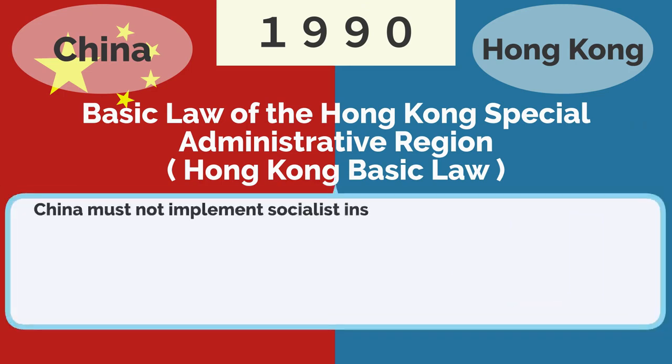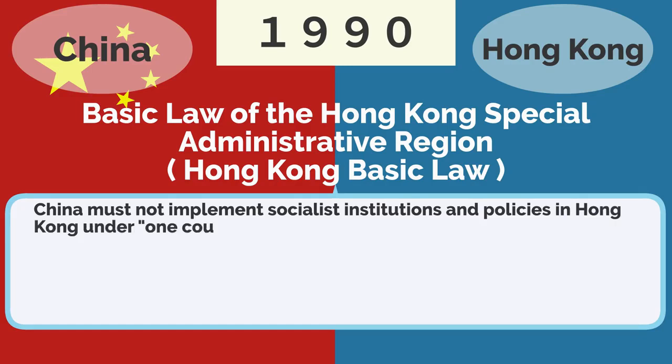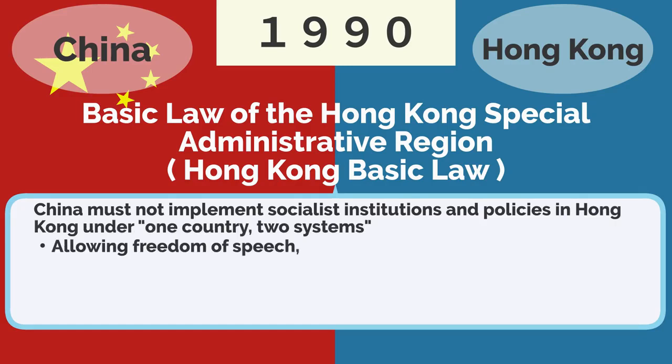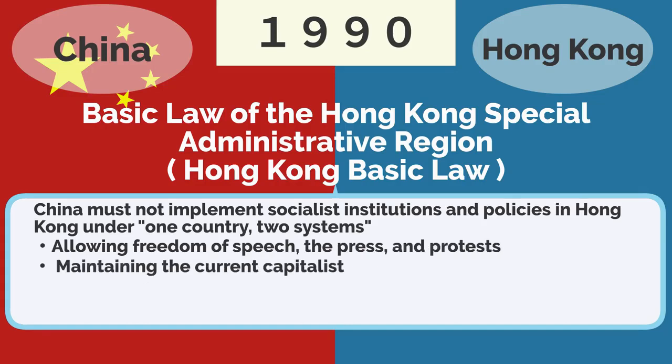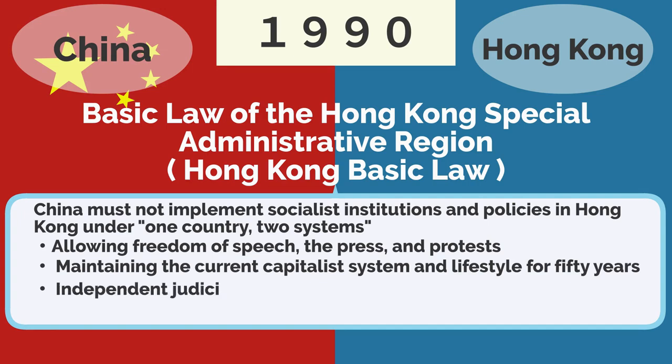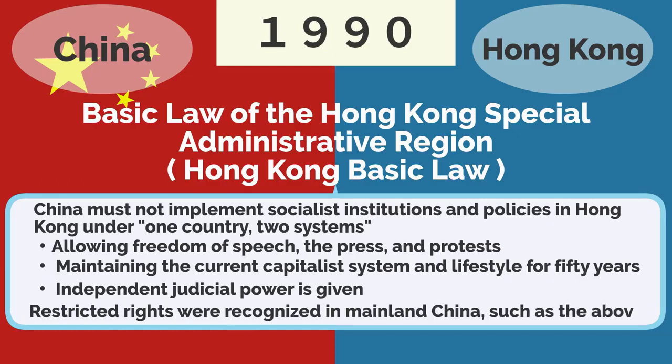China must not implement socialist institutions and policies in Hong Kong under one country, two systems. Allowing freedom of speech, the press, and protests. Maintaining the current capitalist system and lifestyle for 50 years. Independent jurisdiction is given. Restricted rights were recognized in mainland China, such as the above.